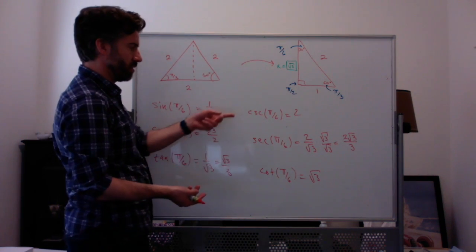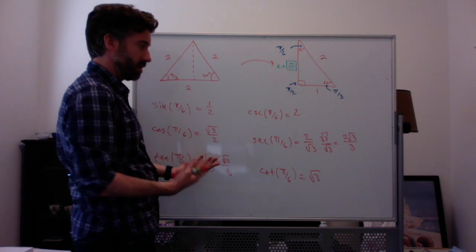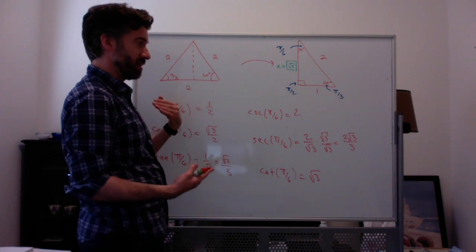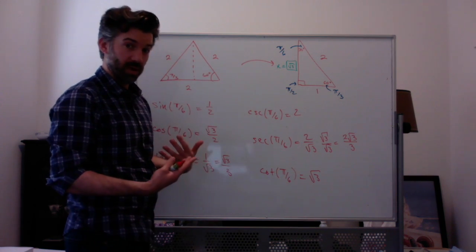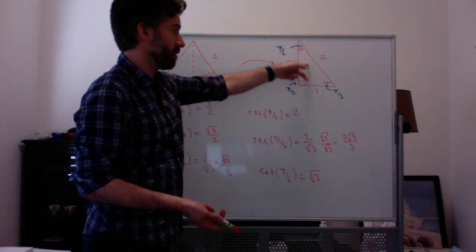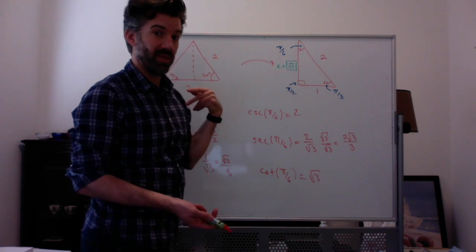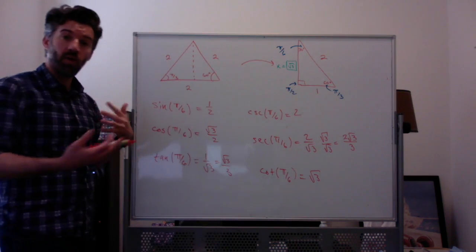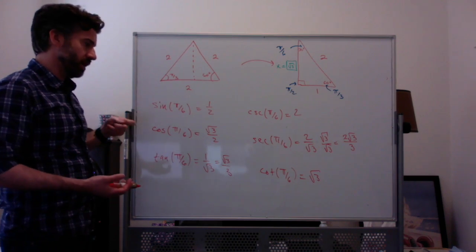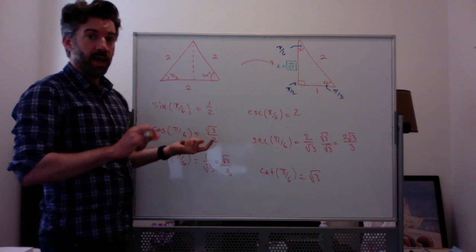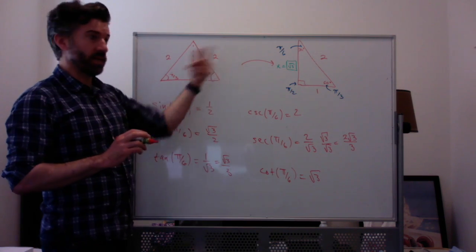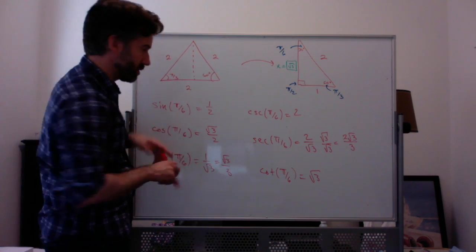And similarly, you'll notice that cosecant and secant are also switched. Cosecant of pi over 6 is the same as secant of pi over 3, and secant of pi over 6 is the same as cosecant of pi over 3. And this is always true for angles that are the two complementary angles in the right triangle, that all the co-functions, sine and cosine, tangent and cotangent, secant and cosecant, have interchanged values for the different complementary angles. Always true. Kind of neat.